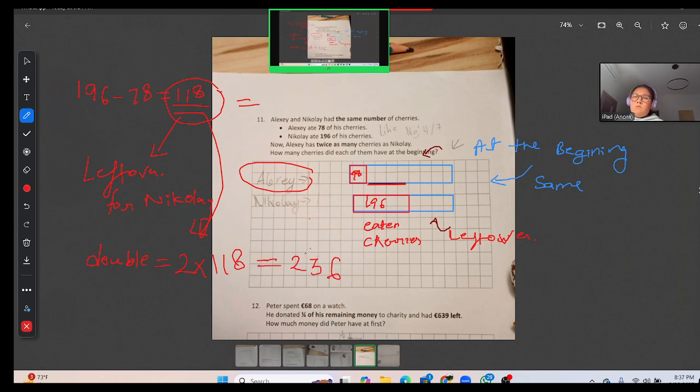And this question is basically asking how many cherries did each of them have at the beginning. This we got 118. This is 236. So how many did they have in the beginning? We would just add 78 plus 236, right? This would give us 314. If you add 196 plus 118, this would give you 314.